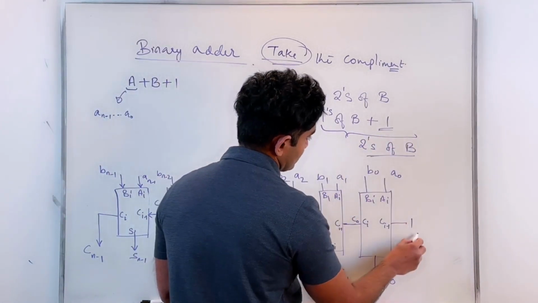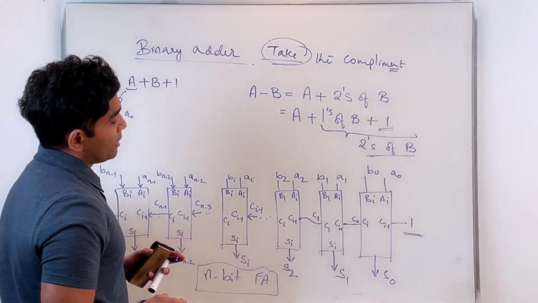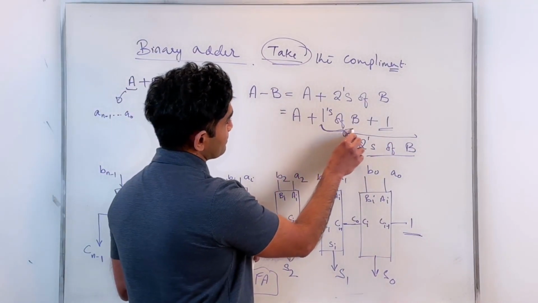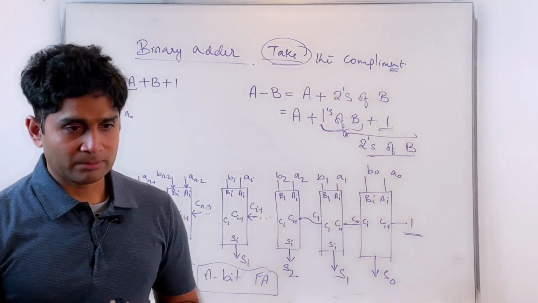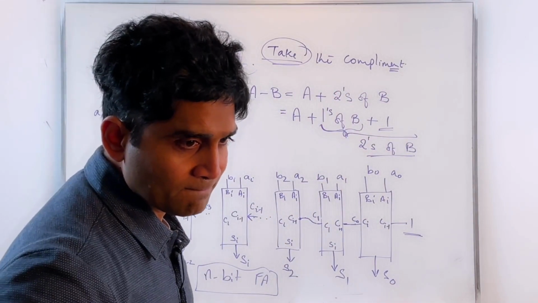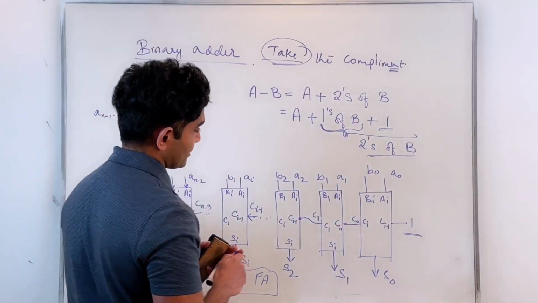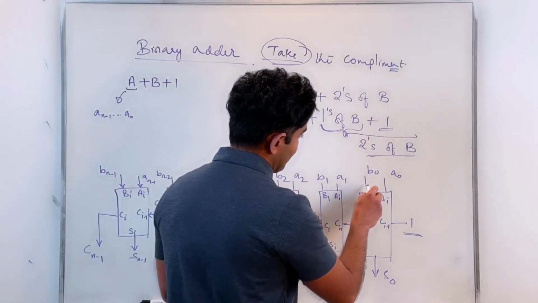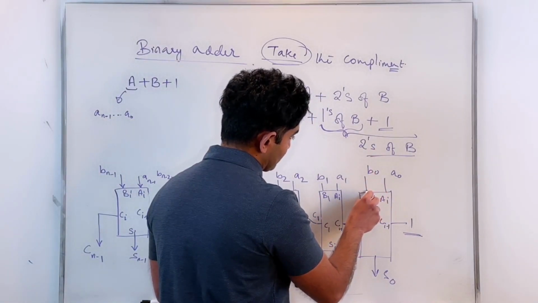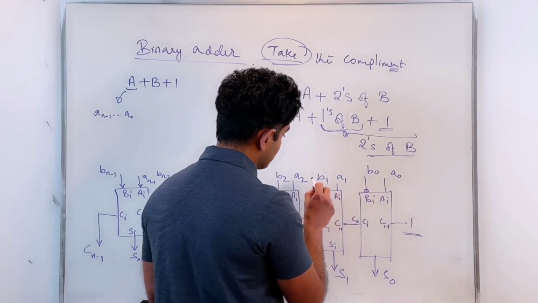So this one I can add here. This one I can add here. How do I take the 1's complement of B? You invert B. That's exactly right. So for every B, for every full adder position, you just invert B's.